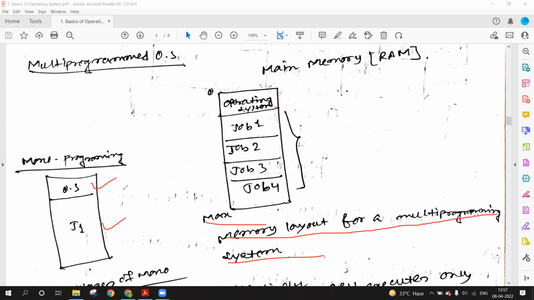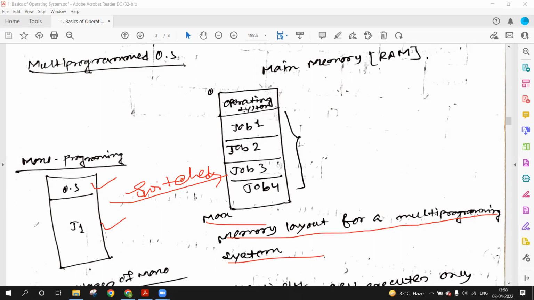What are the disadvantages in monoprogramming for which we switched from monoprogramming to multiprogramming? Why did we switch? As there are some disadvantages in monoprogramming, we cannot use the CPU effectively. The CPU executes only if the program is in the main memory, and monoprogramming runs only one process at a time.